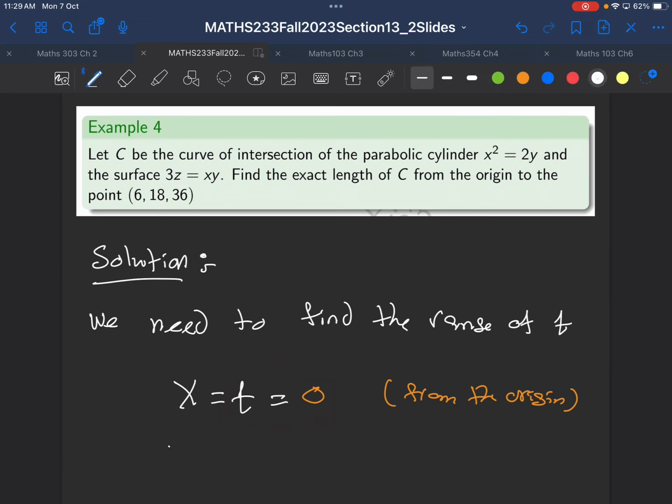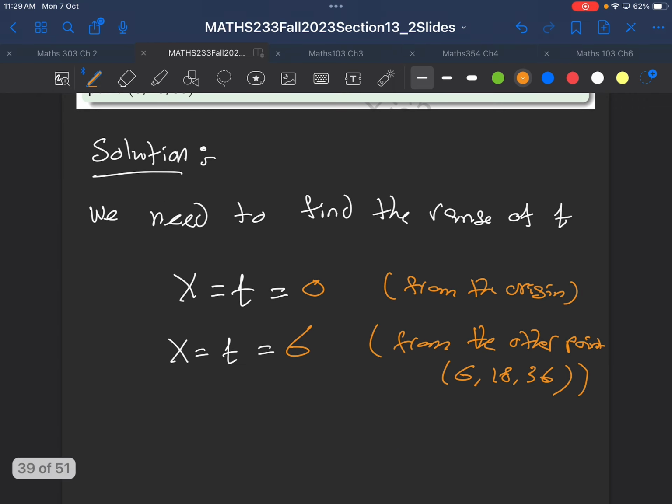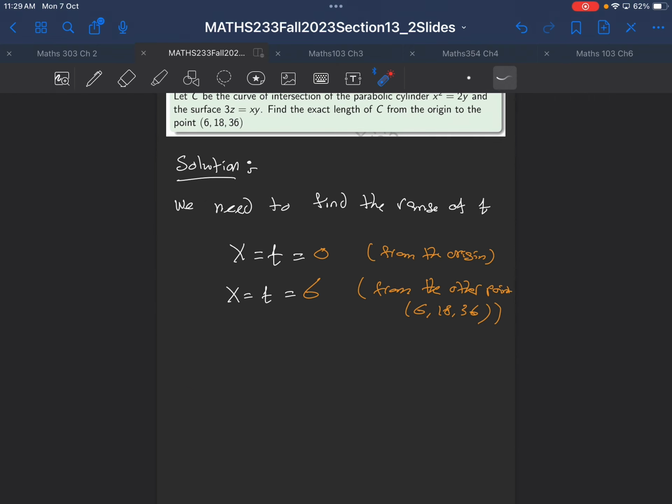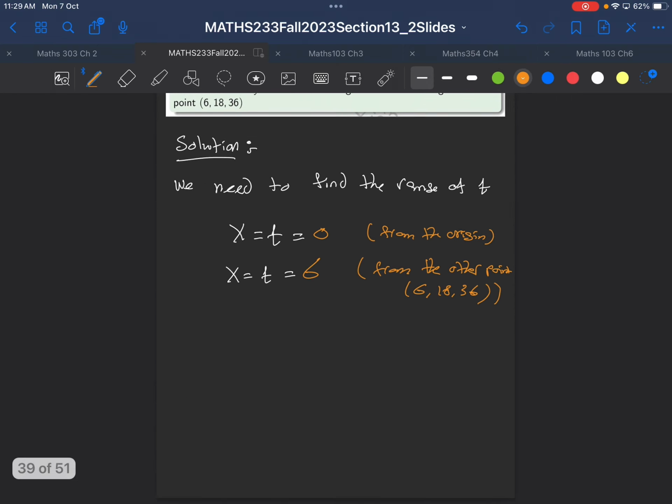And then I will do the same thing. I'll compare x equal to t with the x from the other point, which is 6, 18, 36. Remember, we can choose x, we can choose y to compare y with y, we can choose z with z. The easiest one is to compare x with x. So the x in my equation, which is t, with the 6 from the other point that is given to me. And now we are back to find the arc length.